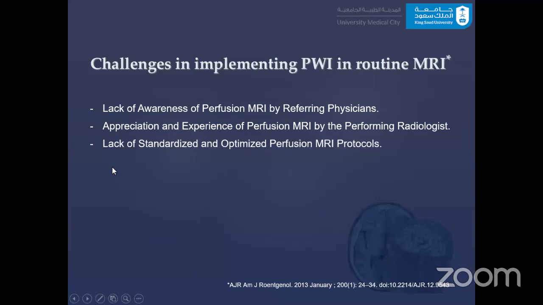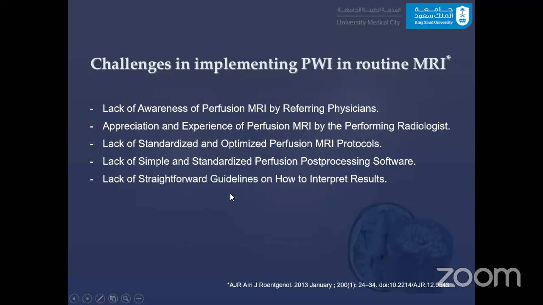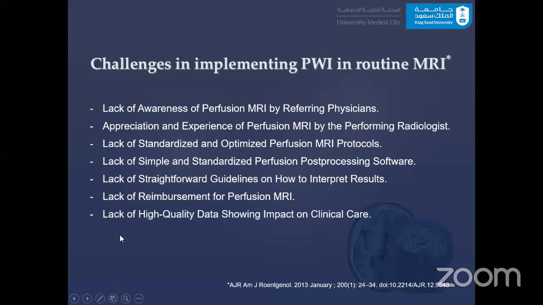perfusion images. Other challenges are lack of standardization of the MRI protocol, lack of simple and standardized perfusion processing software, lack of straightforward guidance on how to interpret the results, and lack of reimbursement for perfusion. Some, especially private hospitals, will pay for MRI brain but will not pay for MRI perfusion unless they have a special code for that. Also, there is a lack of high quality data showing impact on clinical care.